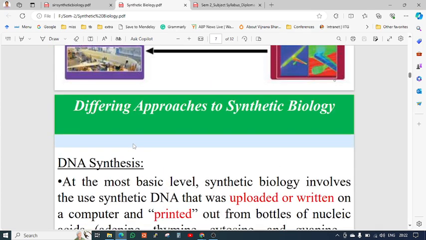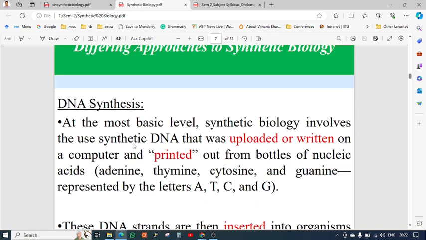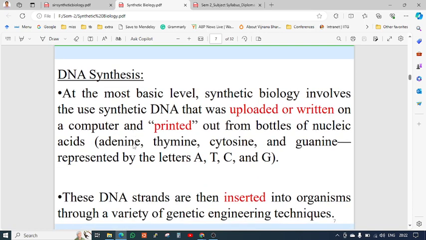Differential approaches of synthetic biology. What are the approaches? How can synthetic biology be studied? First is DNA synthesis. At the most basic level, synthetic biology involves the use of synthetic DNA that was uploaded or written on a computer or printed. We cannot modify directly in a particular organism or in its DNA. So we have to utilize our computational resources. The particular DNA or RNA sequence structure is written in the form of binary code in computers for modeling purposes, and then it is printed at the DNA level.